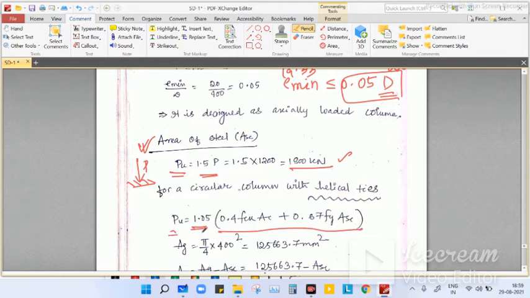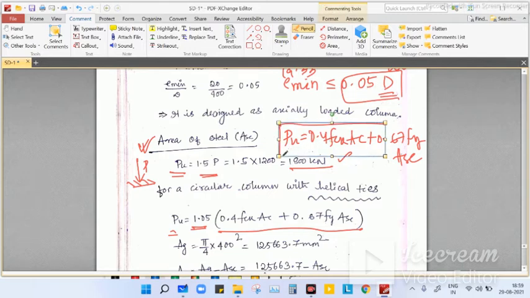Where we got this formula: the generalized column formula is Pu equal to 0.4 fck Ac plus 0.67 fy Asc. This is the generalized formula for column. How to get this? We have to check e minimum is less than 0.05 D. If that is the case, from IS 456, we will get this formula. But this is for the generalized case. When we are designing for circular column, we have to multiply by 1.05 in this.